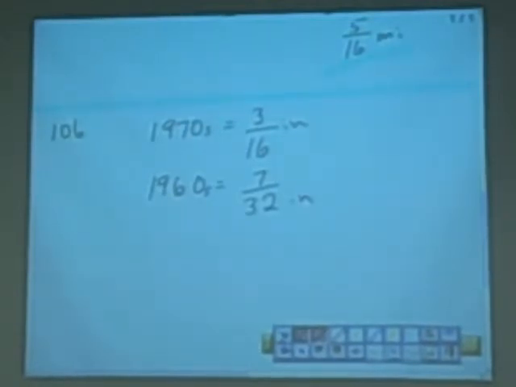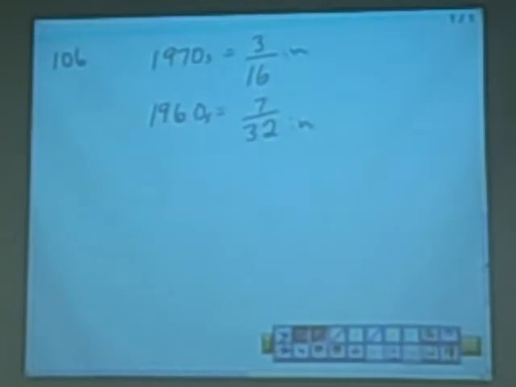Okay? So, what do we have to do here? We want to know the difference in the height, right? Well, when we say difference, what operation is that? Subtraction, right. Between the average heights in the 1970s and 1960s. Before we start, we know we need a common denominator of what here? 32, right? So that means we need to multiply the 3/16 by what? 2 over 2, right?